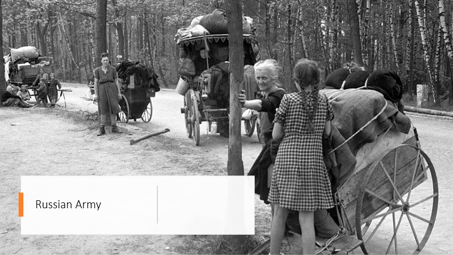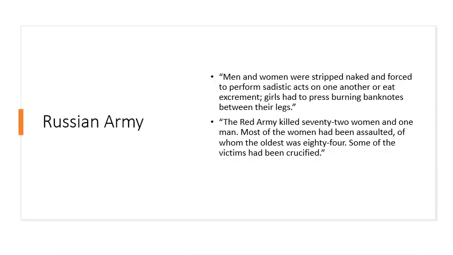But it wasn't just the German army that treated civilians and others horribly in World War II. The Russian army, as it began to push back from the Soviet Union through Eastern Europe into Germany, did some horrible things to civilians in retaliation for the Germans invading Russia. Here are a couple of quotes about what the Russian army was willing to do to civilians, to people they found as they began to invade Germany. Men and women were stripped naked and forced to perform sadistic acts on one another or eat excrement.